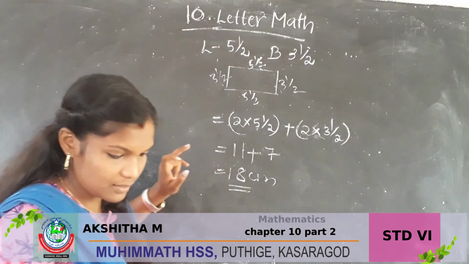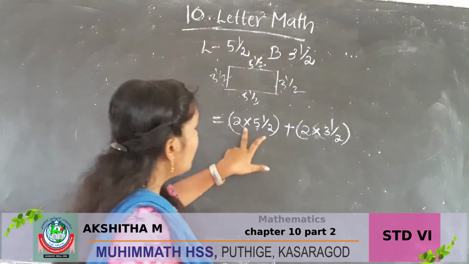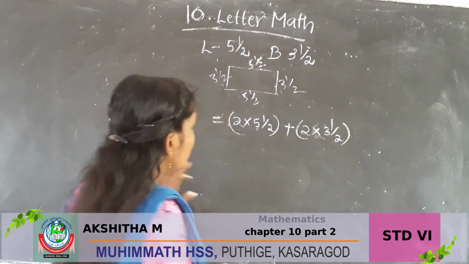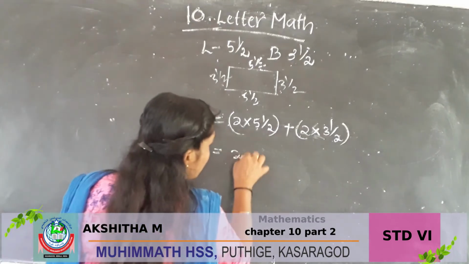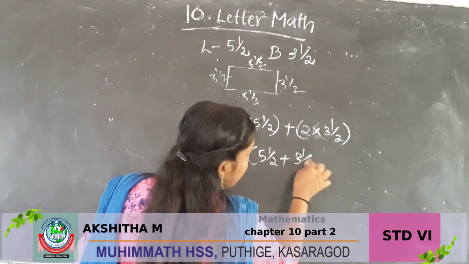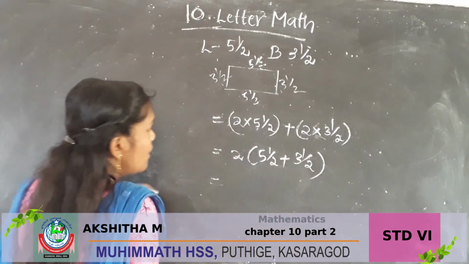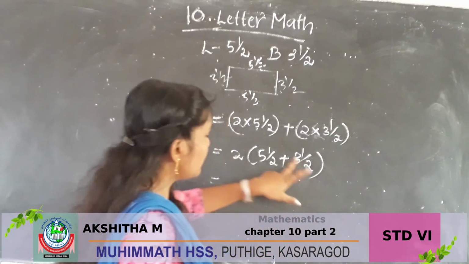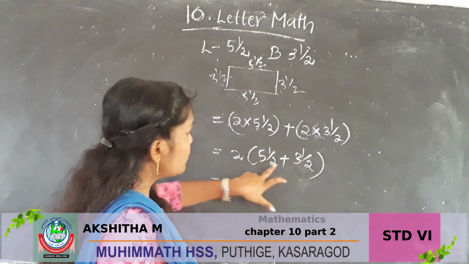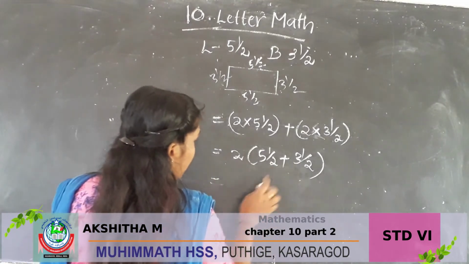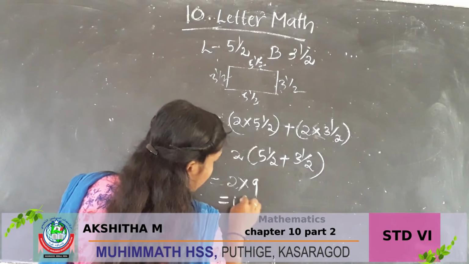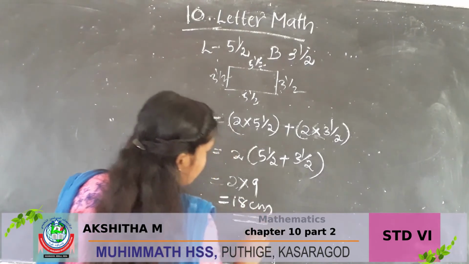Let us write this. Here you can see 2 into 5.5 plus 2 into 3.5. This one we can write as 2 into 5.5 plus 3.5. So 5.5 plus 3.5 is equal to 5 plus 3, 8, half plus half 1. So 8 plus 1, 9. So 2 into 9 is equal to 18 centimeter.